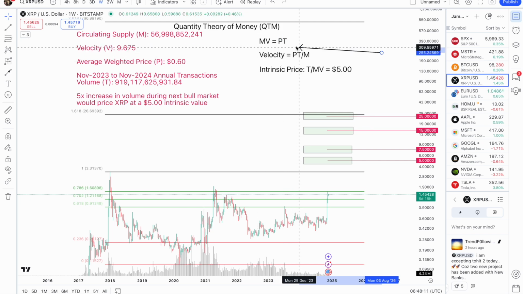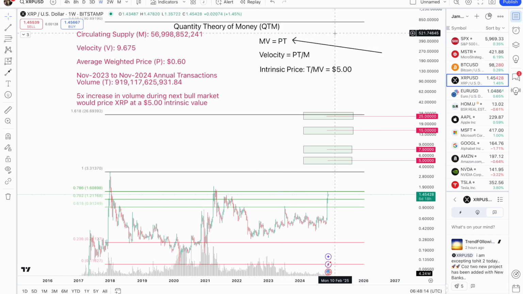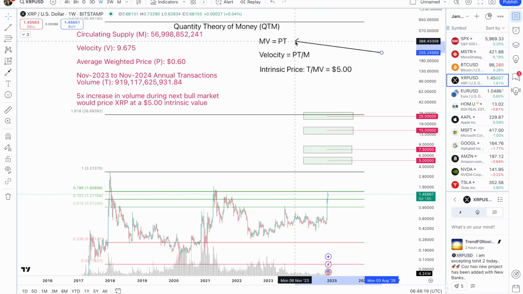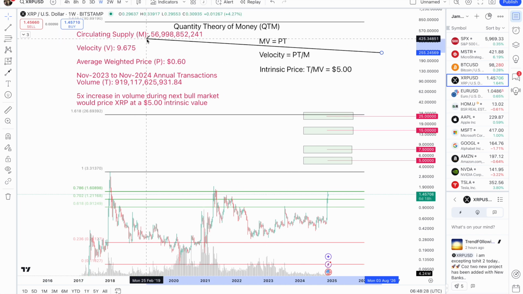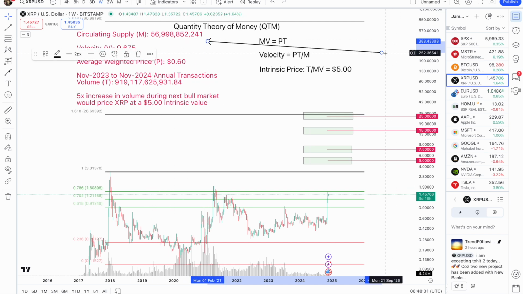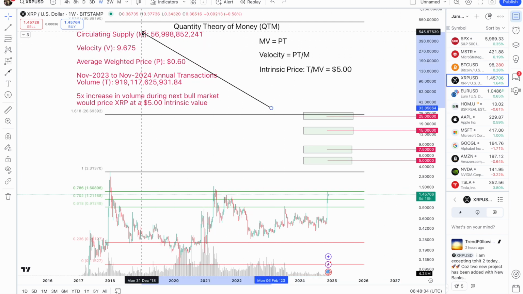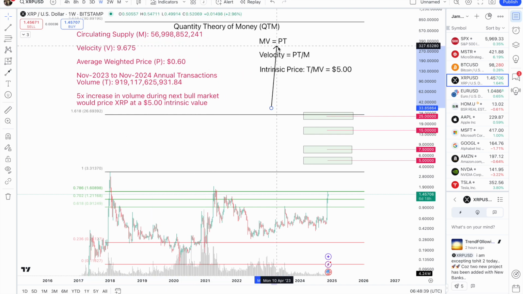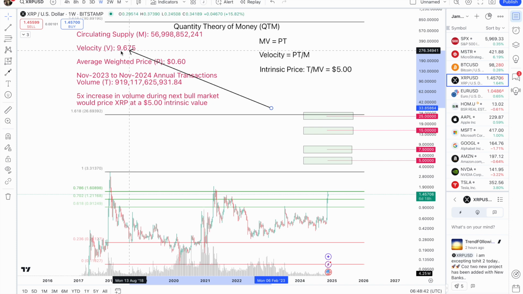Now, when used for crypto, because a lot of times people will use this to value crypto, for example, for something like XRP, which is utility driven, we have the circulating supply, which is M right here. I went ahead and got this data, so this is accurate. The circulating supply of XRP is right here. And then you have V, which is the velocity. I went ahead and calculated this as well.